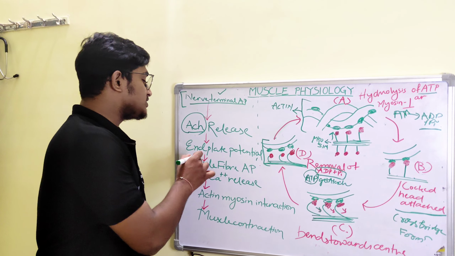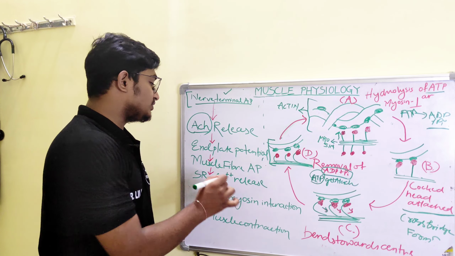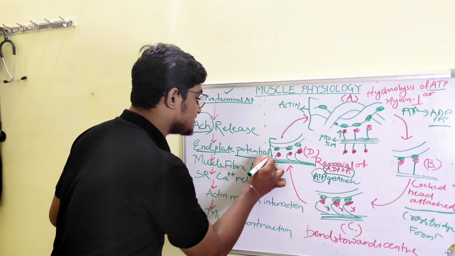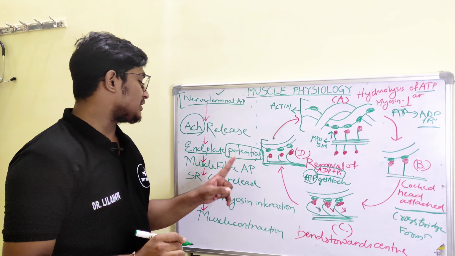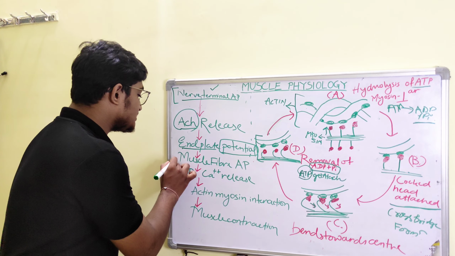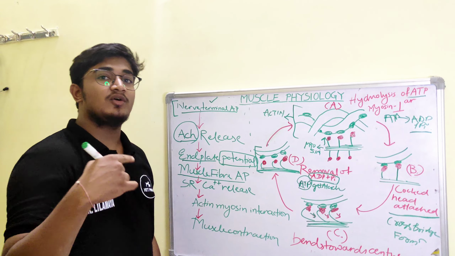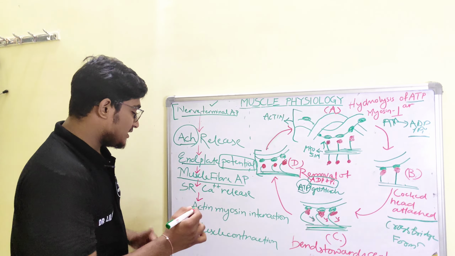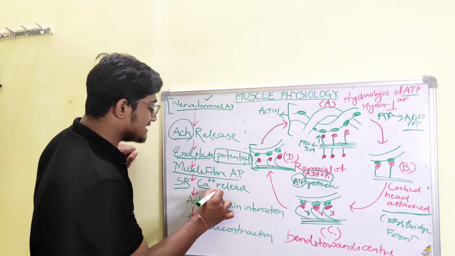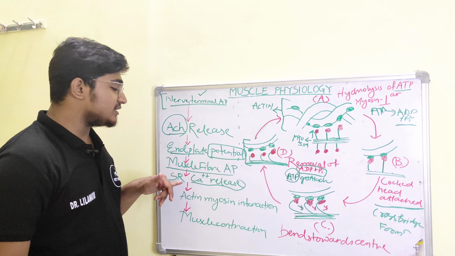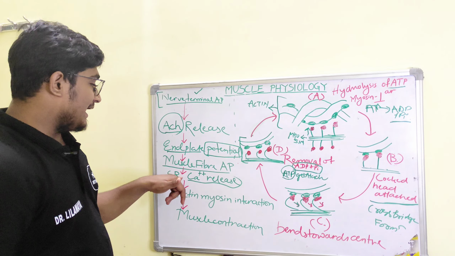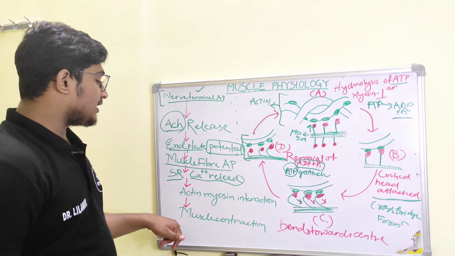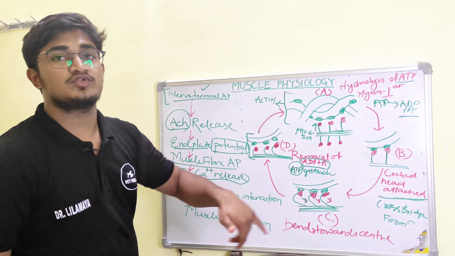The neurotransmitter binds with the acetylcholine receptor on the end plate of the muscle fiber, which causes end plate potential change. This causes the initiation of the muscle fiber action potential, and after that the sarcoplasmic reticulum will release calcium. After release of calcium, the actin myosin interaction occurs, and after that there will be muscle contraction.